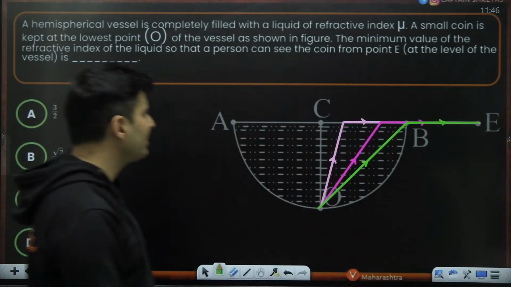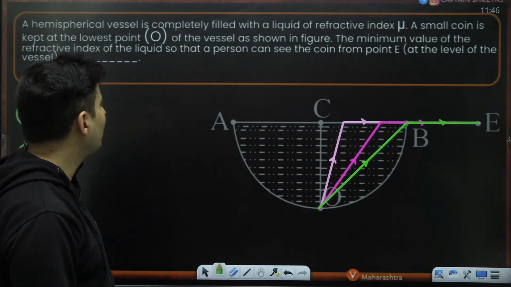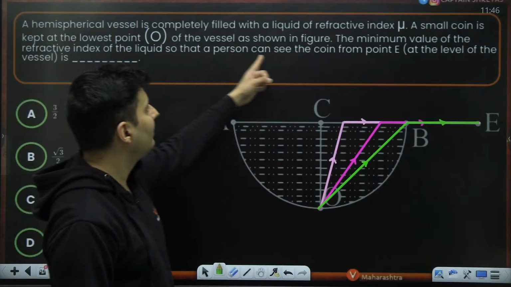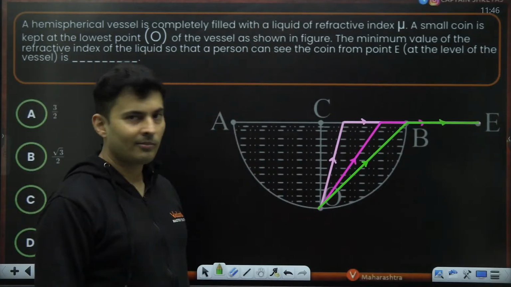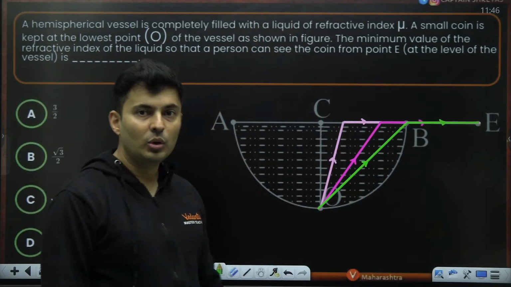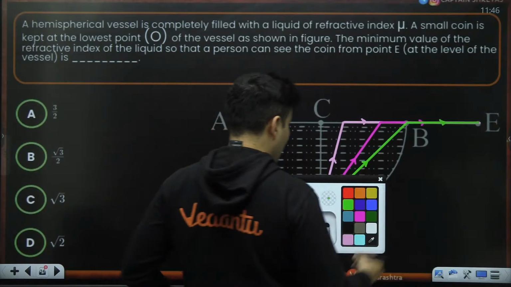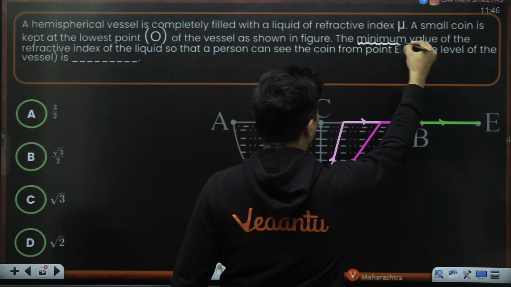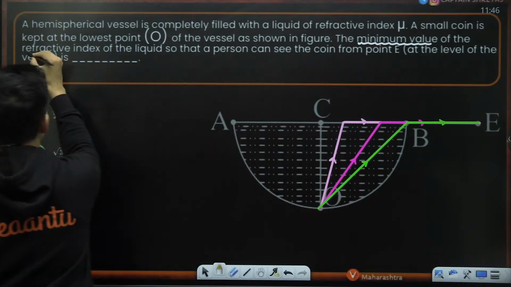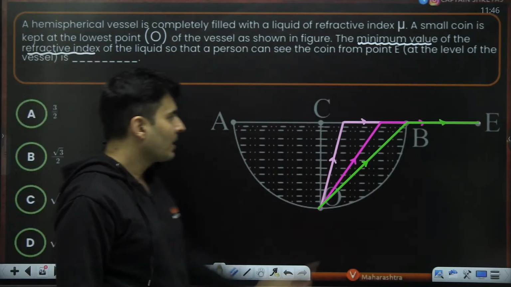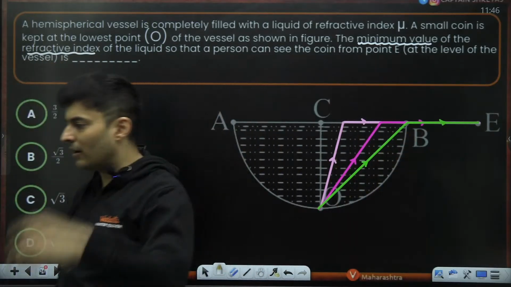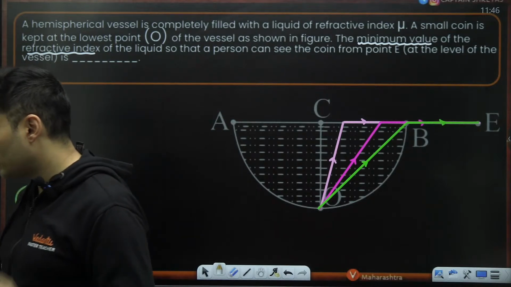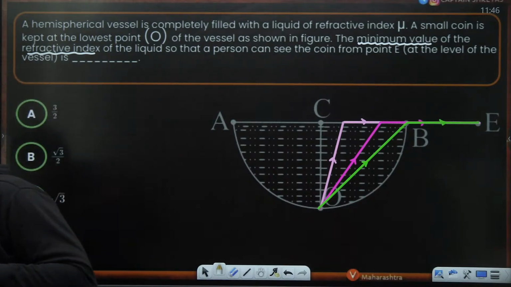But in which of these scenarios, light pink, dark pink, or green, will the refractive index be minimum? In which of the following do you think you will get the minimum value of the refractive index? Is it the green, dark pink, or light pink? Quickly think about it and let me know the answer in the chat box right now.